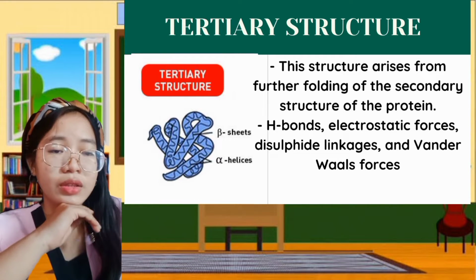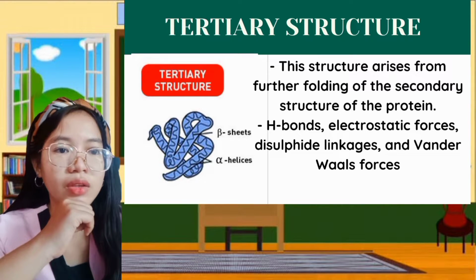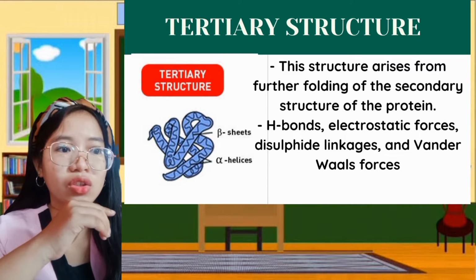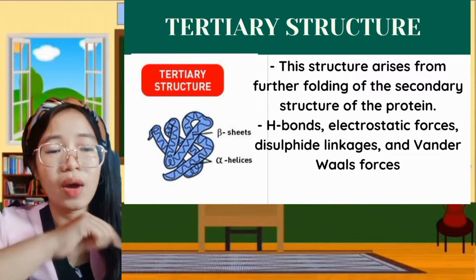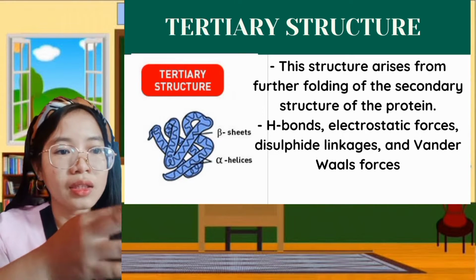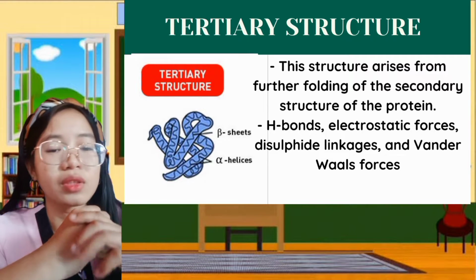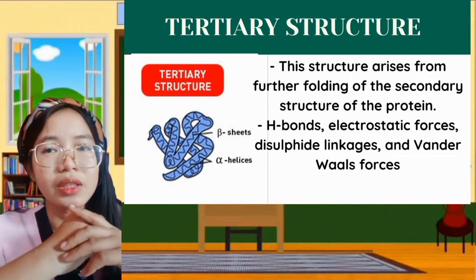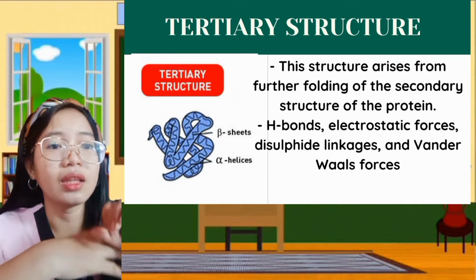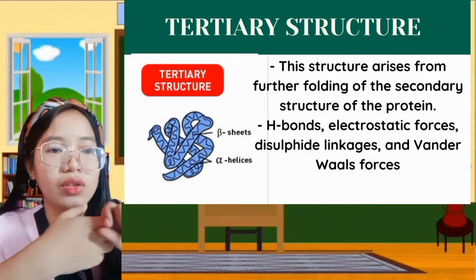Now ito naman yung tertiary structure, which is the third structure of the proteins. Okay, so this structure arises from further folding of the secondary structure of the protein. So, ang nag-stabilize ng structure na to ay yung H-bonds, electrostatic forces, disulfide linkage, and van der Waals forces. So, itong tertiary structure ng proteins na to ay nagre-represent ng overall folding ng polypeptide chains. So, further folding of the secondary structure. And it gives rise to two major molecular shapes called the fibrous and globular, yung dinescuss natin kanina.